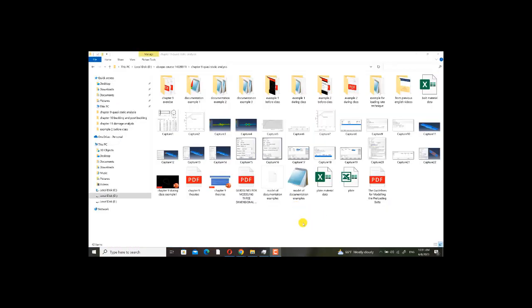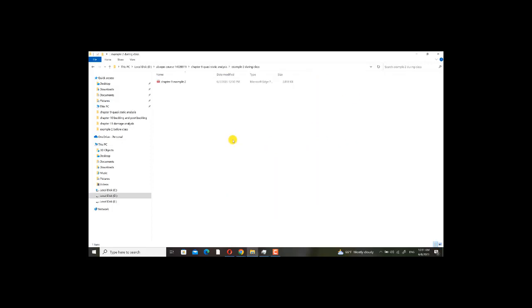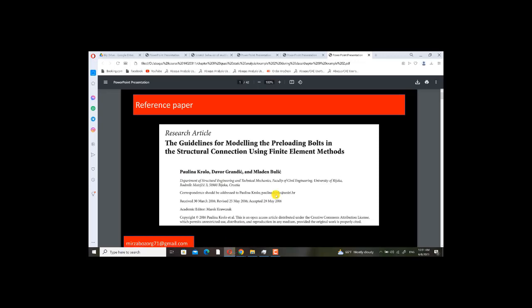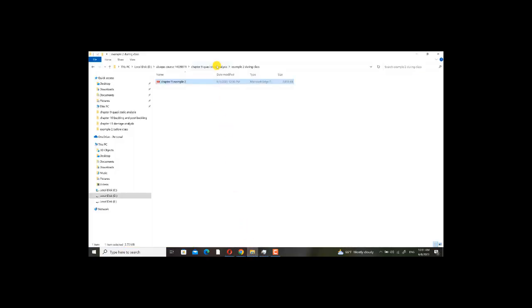Okay, now I want to solve the second example of chapter 9. It is related to bolt connections, and this is our reference paper. Let me show you this paper.